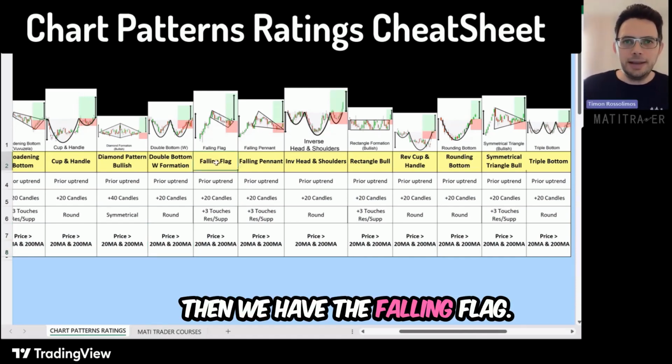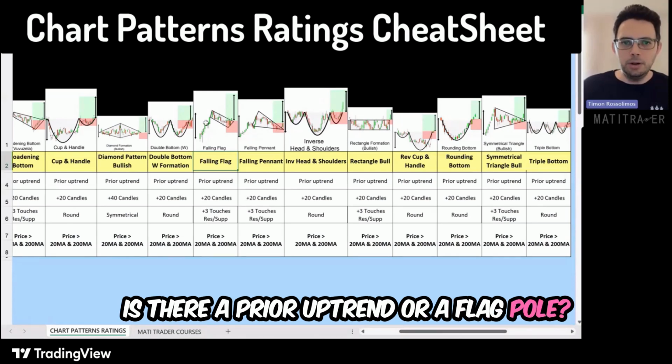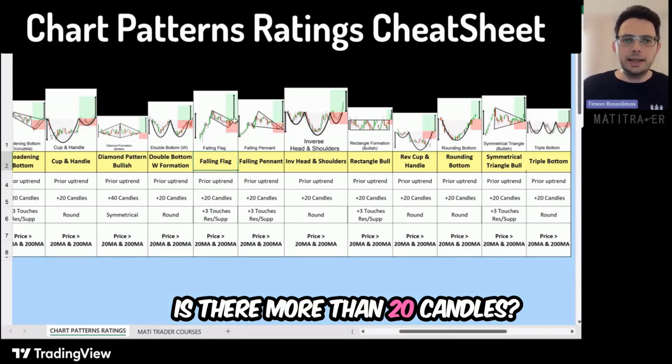Then we have the falling flag. The falling flag, is there a prior uptrend or a flagpole? Yes, there is. Is it more than 20 candles?